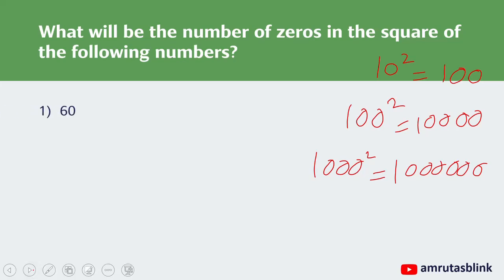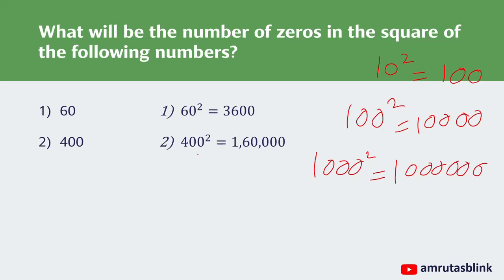So now we'll see 60. 60 square is 60 into 60. Now 60 into 60, how can you perform this multiplication orally? It's 6 into 6 and 0 0. There is 1 zero in the given number. So in the square number there will be 1 into 2, that is 2 zeros. So you can try for the next one, that is 400. Now for 400 you have 4 into 4 is 16 and in the original number there are 2 zeros. So in the square number there will be 4 zeros. So the square of 400 will be 1,60,000, which has 4 zeros.